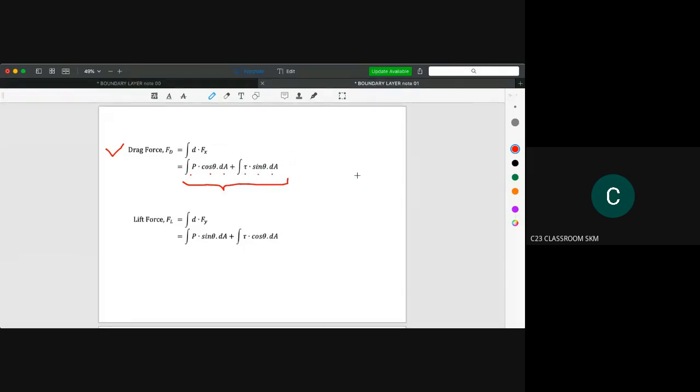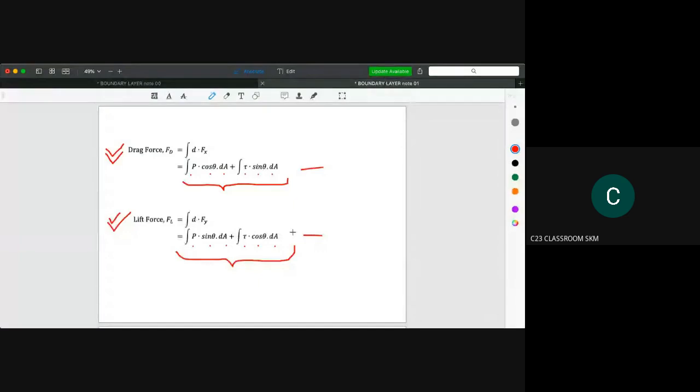And then for lift force here, this is the integral of dFy, meaning all the forces that occur on the y-axis. So we have P sin theta dA and tau cos theta dA. This means that if we can fulfill all the parameters inside these two equations, we could calculate the value of drag force and the value of lift force. So this is the basic idea about lift and drag force that occur on the inclined plate.